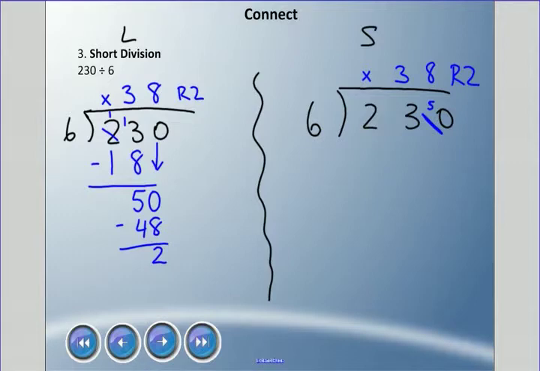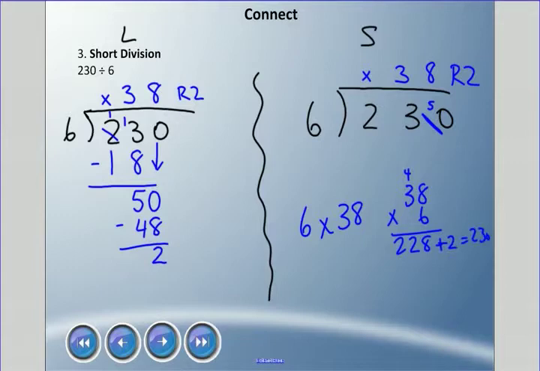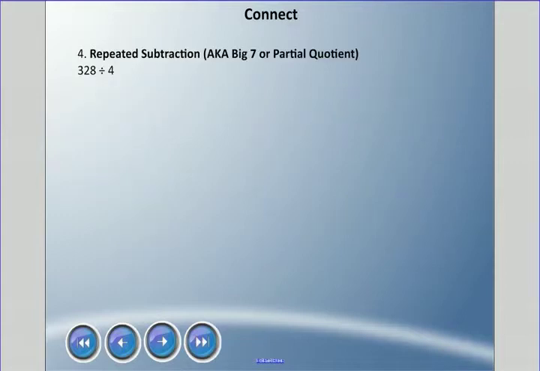And again, we can double check our answers here. So 6 times 38. Well, I'm going to write it this way. So that's 48. 6 times 3 is 18. Plus 4 is 22, 228. Plus that 2, remainder 2, is 230. So that is correct. Okay.